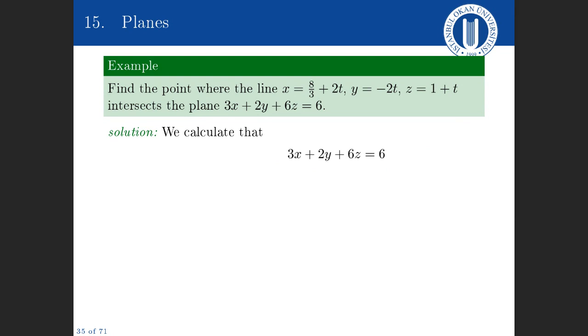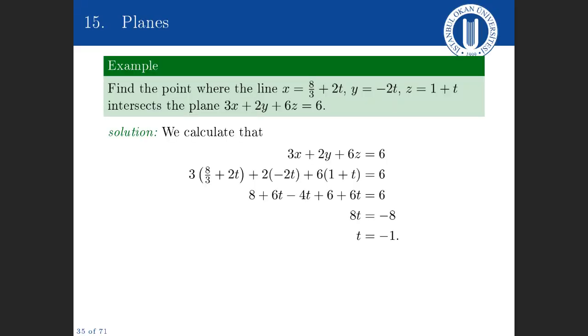But we know that x is 8 over 3 plus 2t. We know that y is minus 2t. And we know that z is 1 plus t. So we're going to put these in instead. So 3 times (8 over 3 plus 2t) plus 2 times (minus 2t) plus 6 times (1 plus t) is equal to 6. And then we're going to rearrange this and simplify it until we end up with t is equal to -1.